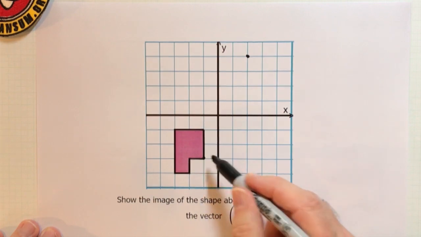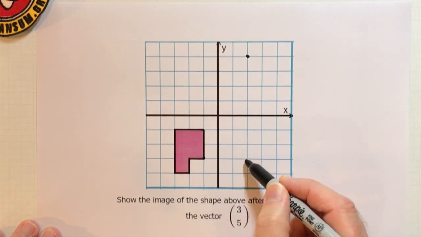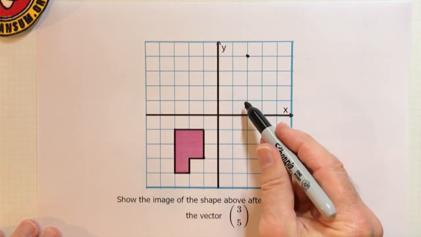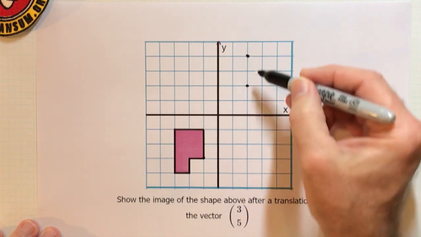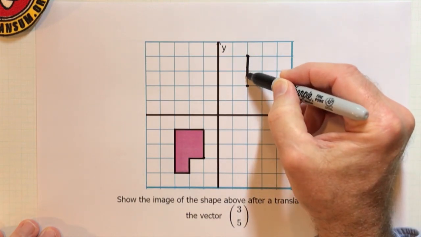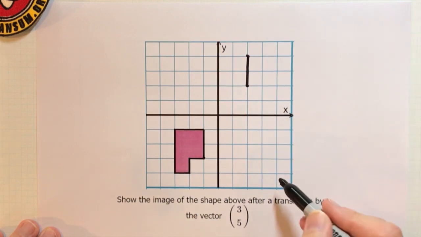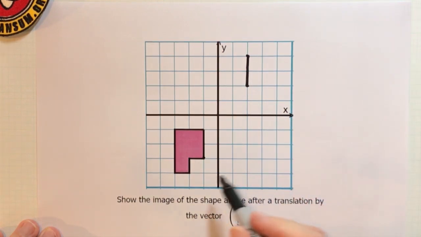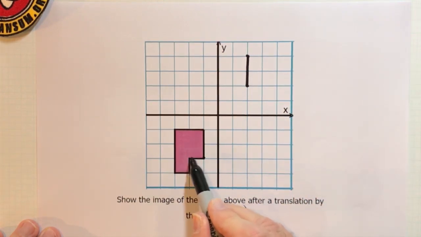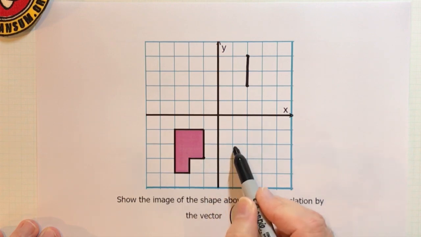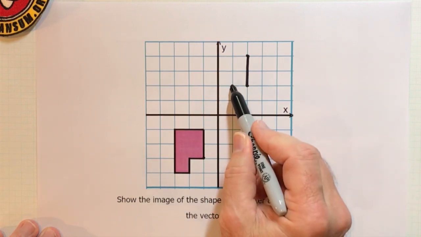Now let's look at this point. 1, 2, 3 across. 1, 2, 3, 4, 5 up. It's going to go to there. And remember, you should be using a nice sharp pencil for this, not a big thick felt pen like me. Right, this point here, 1, 2, 3 across, 1, 2, 3, 4, 5. So that's going to go to there.